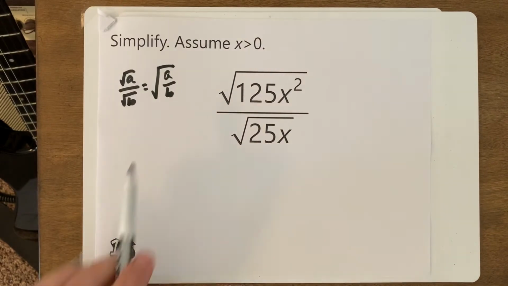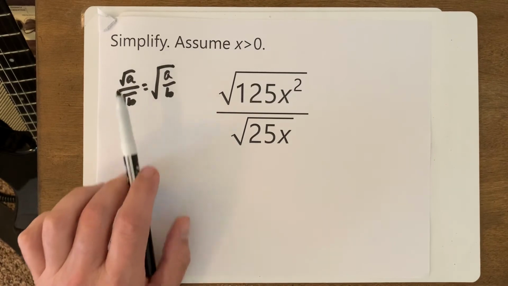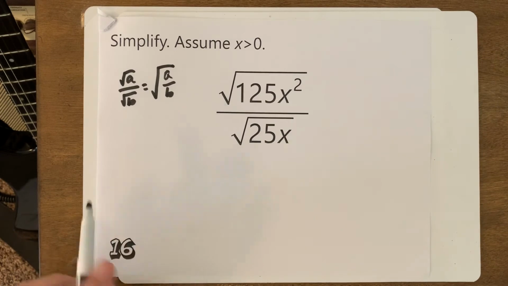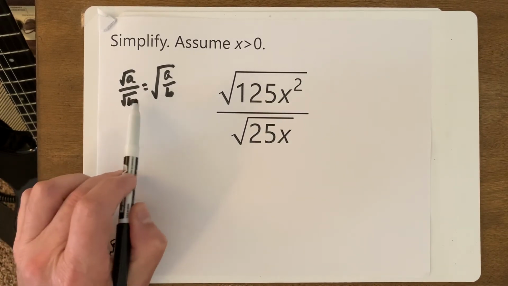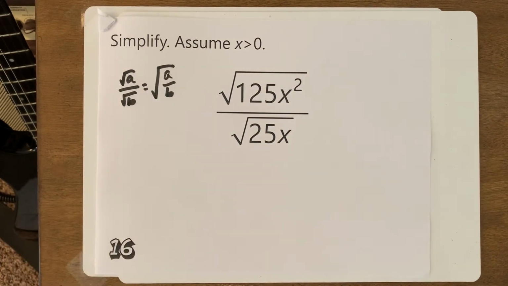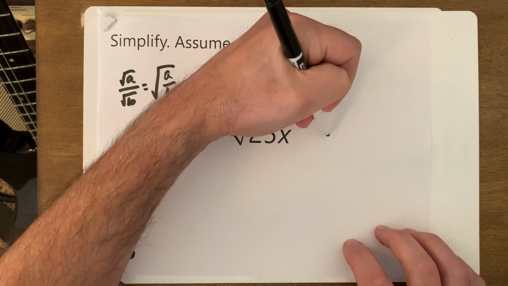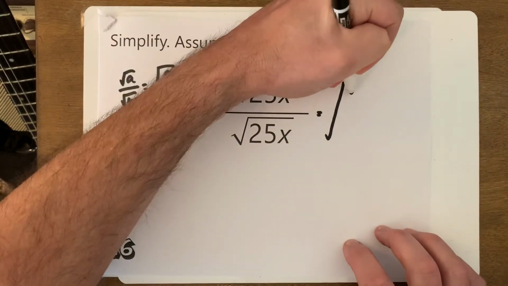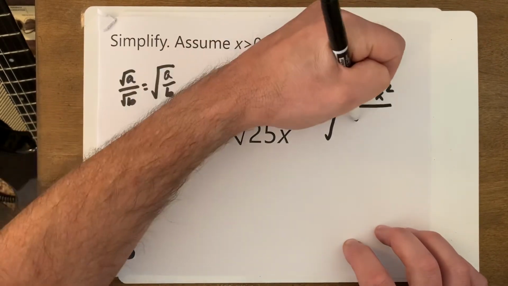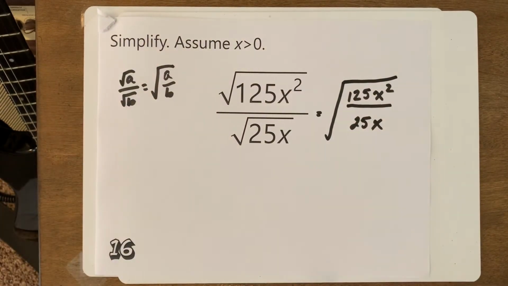And it's important to realize that these rules, because there's an equal sign there, work backwards and forwards. I could write it from here to this, or from this to here. Either way, and I've had problems before where either way is to my advantage. Sometimes I want to split it up, and sometimes I want to combine them. Well, this time I want to combine them, because here's what happens when I combine them. Take a look at this. I'm going to get the square root of 125x squared over 25x. Now, the rule says I can do that. Okay, so now what do I do?